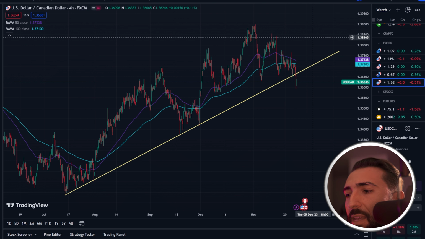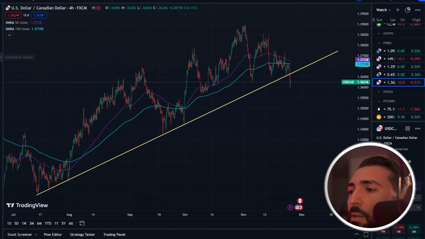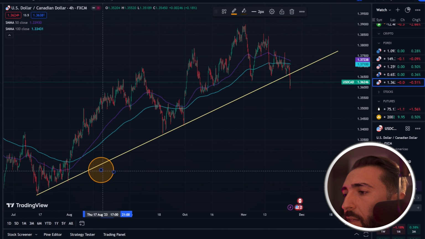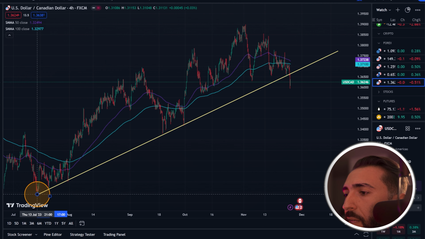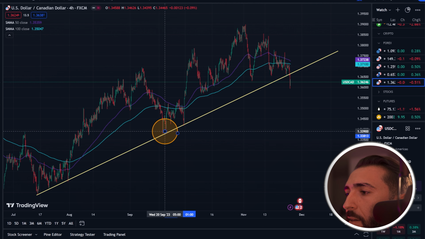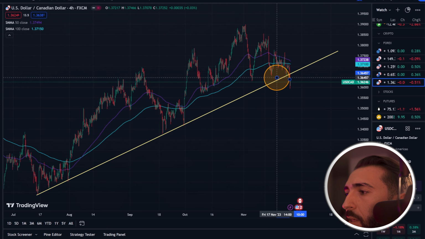The trends take much longer to form, right? On a monthly chart, each candle is a month. So for a trend to be properly formed, it's gonna take years. And when we're looking here at the 4 hour, this is a perfectly respected uptrend. I'm going to go ahead and grab a circle just to highlight to you guys all of the touches. So here, here, here, here, here, here, and here.